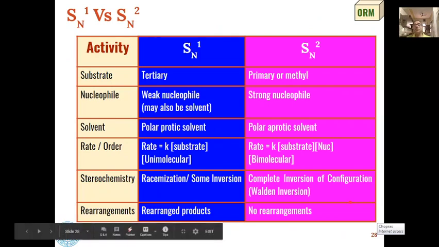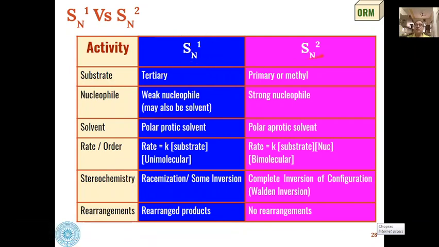So now, based on these two lectures, we can differentiate between SN1 type of reactions and SN2 type of reactions. In case of SN1, a tertiary substrate will be preferred. Whereas in case of primary or methyl, the reaction will be preferred in the SN2 way, because here backside attack is to take place and it will be easier for the nucleophile to attack a primary or methyl halide.